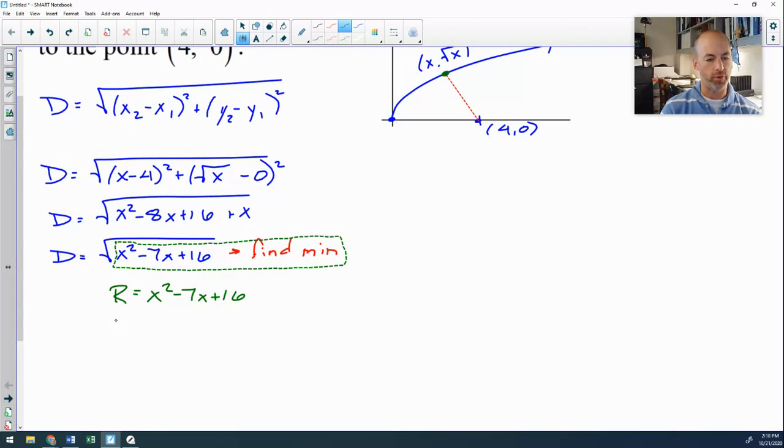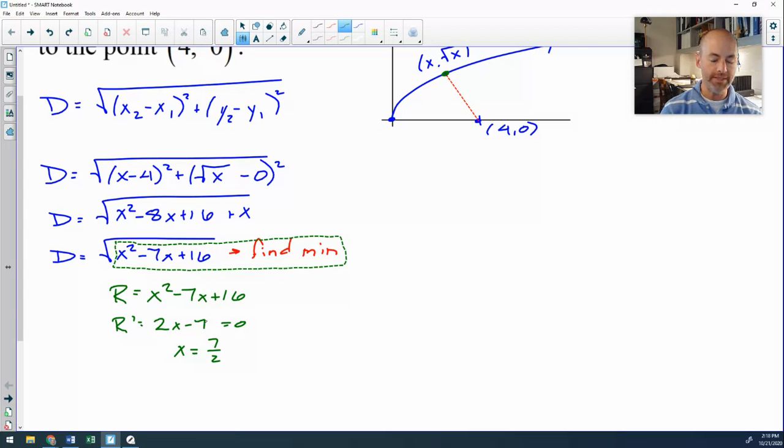So I'm going to find the critical numbers. R prime is going to be 2x minus 7. We will set that equal to 0, and I have a critical number of 7/2. Now, graphically, that makes sense. I was guessing earlier my point would be around x equals 3. That is 3.5. So I like that answer. It looks good.